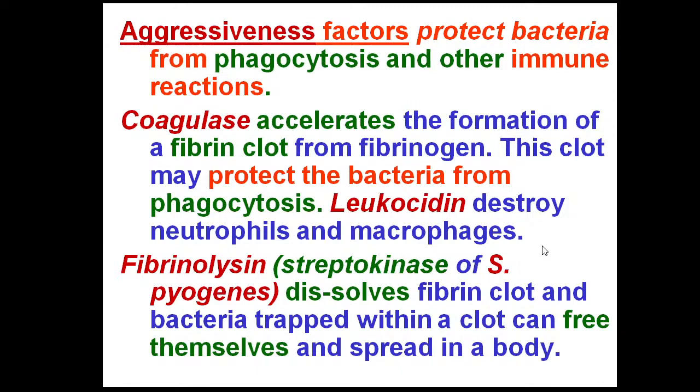Then some bacteria may produce fibrinolysin, a substance that dissolves fibrin clots. And this is called streptokinase if it is produced by Streptococcus pyogenes, or staphylokinase if it is produced by Staphylococcus aureus. But the function is the same, to dissolve the fibrin clot, and the bacteria trapped in this fibrin clot can free themselves and spread in the body.